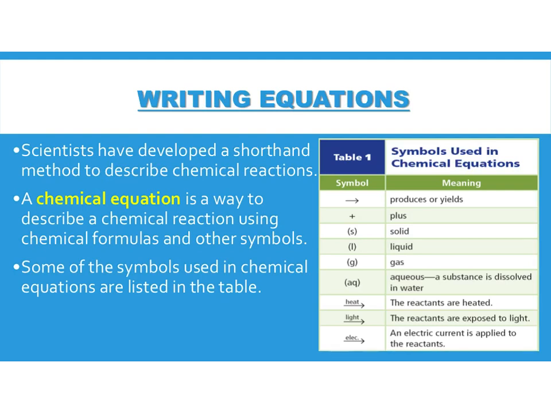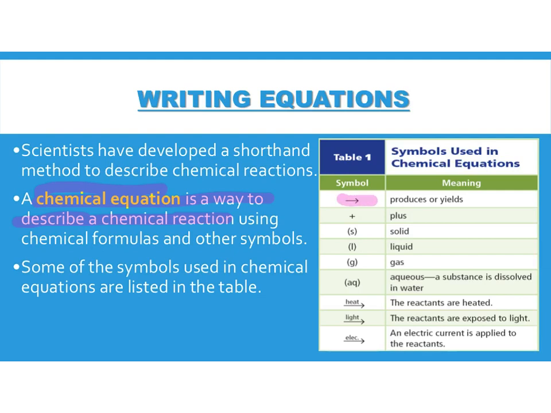So what scientists did back when they were first realizing all this stuff is they agreed upon a standard form of writing. And they started writing things called chemical equations, which we saw a couple examples of on the last page. All a chemical equation is, is a way to describe a chemical reaction, and it uses formulas and other symbols. Some of the more important symbols are over here on this diagram.